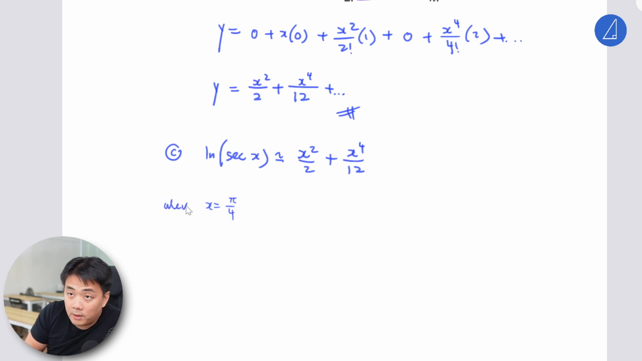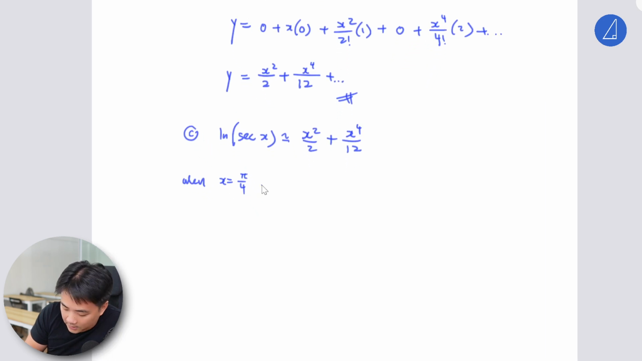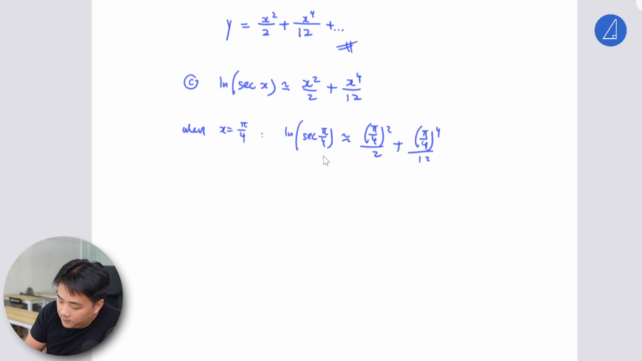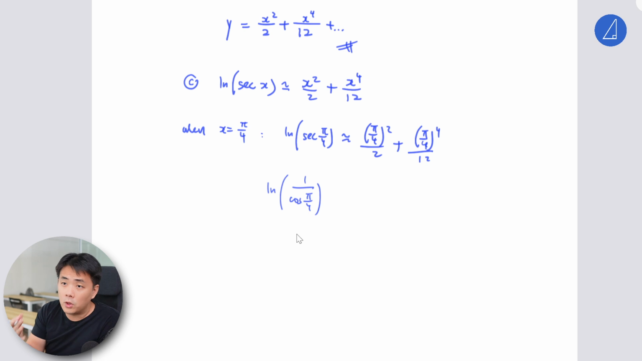Okay, when x is pi over 4, you just replace everything with x as pi over 4. So ln secant pi over 4 roughly equals (pi over 4) squared over 2 plus (pi over 4) to the power 4 over 12. Now secant is obviously 1 over cosine pi over 4, which is actually 1 over root 2. Right? Cosine pi over 4 is 1 over root 2.